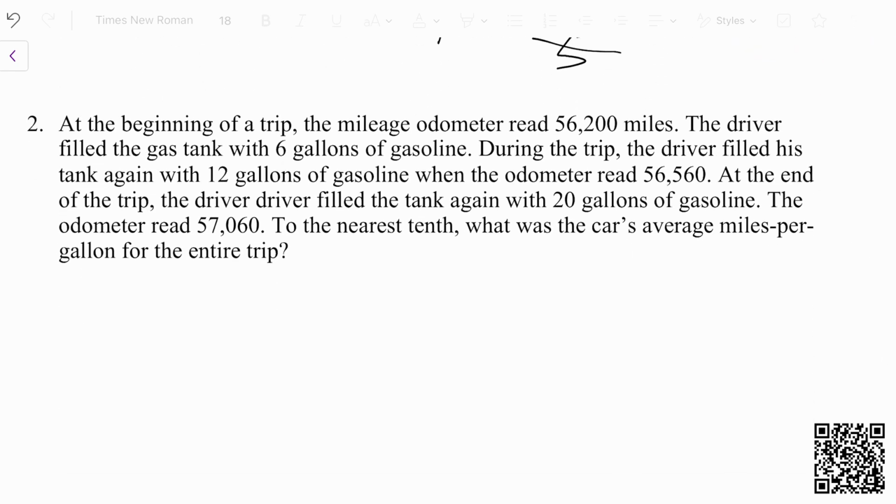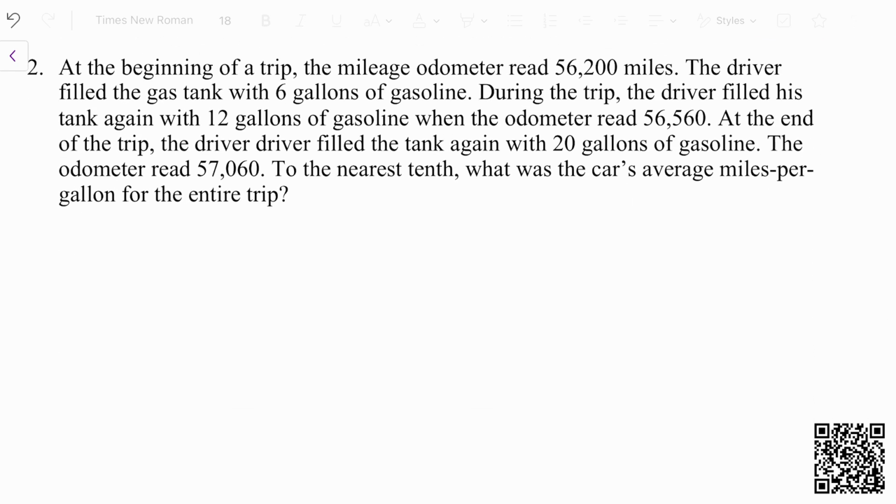Okay. Moving on to problem number 2. At the beginning of a trip, the mileage odometer read 56,200 miles. The driver filled the gas tank with 6 gallons of gasoline. During the trip, the driver filled its tank again with 12 gallons of gasoline when the odometer read 56,560. At the end of the trip, the driver filled the tank again with 20 gallons of gasoline. The odometer read 57,060. To the nearest tenth, what was the car's average miles per gallon for the entire trip?